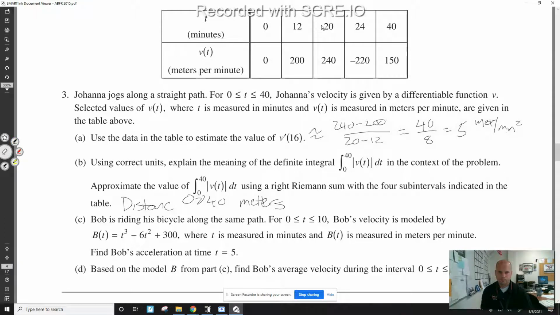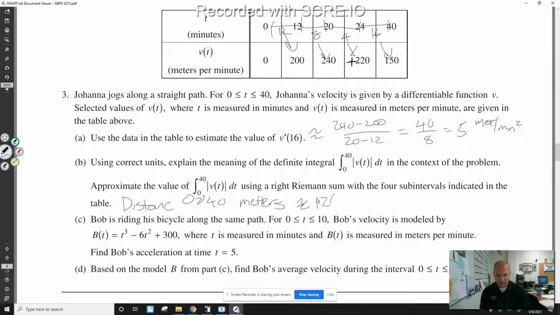So, your right Riemann sum would be 0 to 12, 200. That's 12. 12 to 20, that's 8. Use 240. 20 to 24, that's 4. Use positive 220. 24 to 40, that's 16. Use 150.